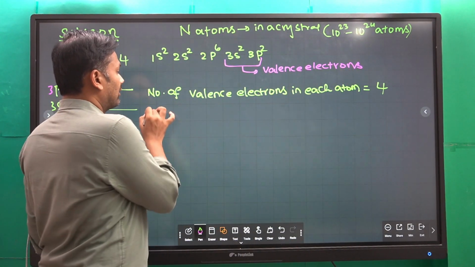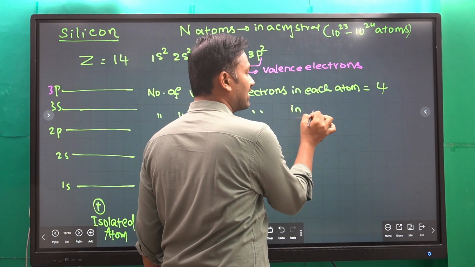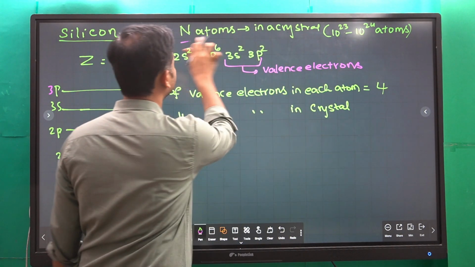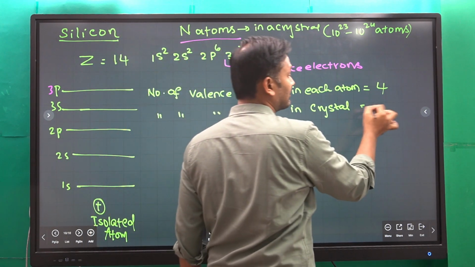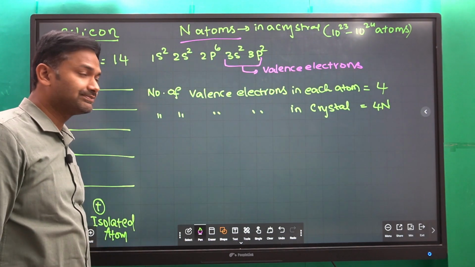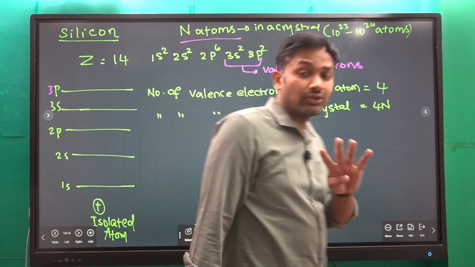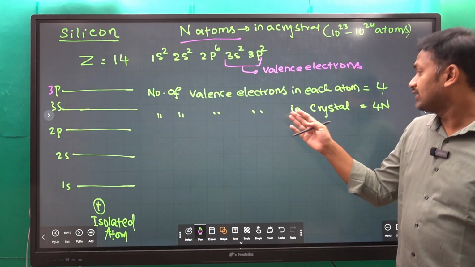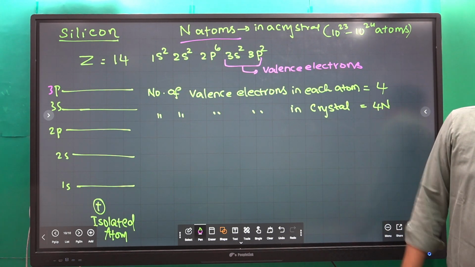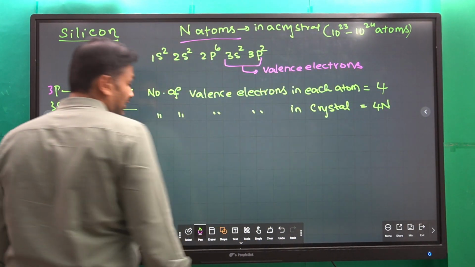Now, the number of valence electrons in the entire crystal, which has N number of atoms. So it will be having 4 into N electrons. Understood? For each one there are 4 electrons. For the entire crystal, we will be having 4N electrons.